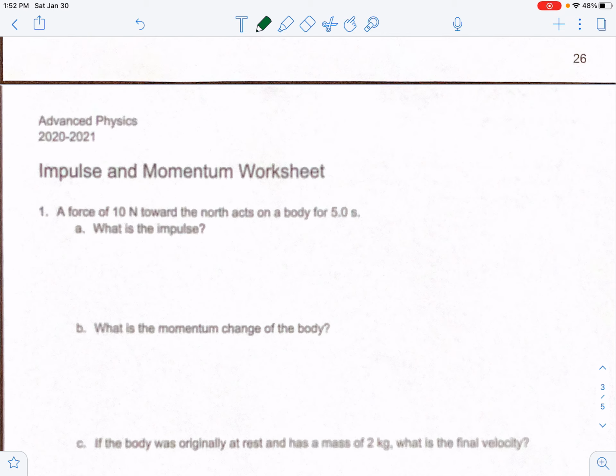So number one, I have a force of 10 newtons. I'm going to underline that and put F right above it. A force of 10 newtons towards the north acts on a body for 5 seconds. So I have T. What is the impulse? Impulse is J, and I know J equals F times T. My force was 10 newtons, so I'm going to put that in parentheses, and my time was 5 seconds. So 10 times 5 gives me 50. And my units for impulse is just newtons times seconds.